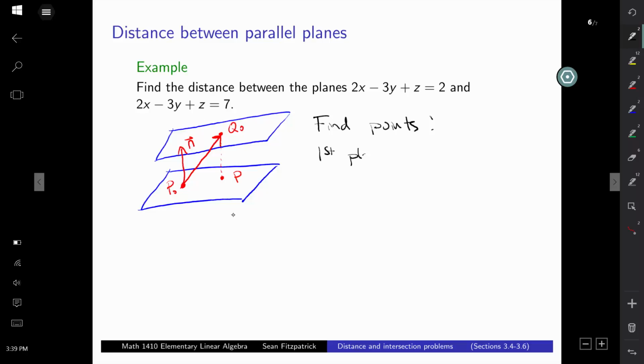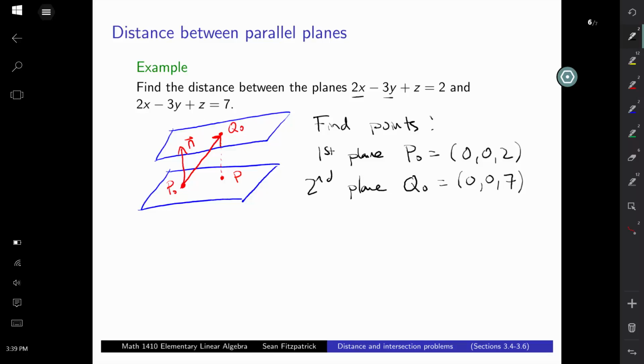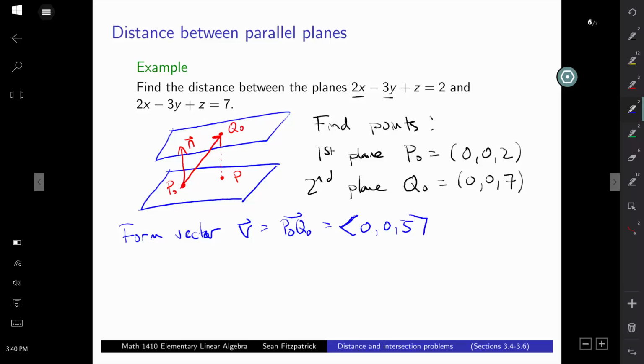On the first plane, I'm going to take P0 to be, well, here's one that just jumps out at me, 0, 0, 2. If I put x equal to 0 and y equal to 0, I'm left with simply z equal to 2. On the second plane, well, why not? 0, 0, 7. That's going to give me a particularly simple vector. So now I'm going to form the vector v, the vector from P0 to Q0. And, well, this guy's easy. 0, 0, 5.